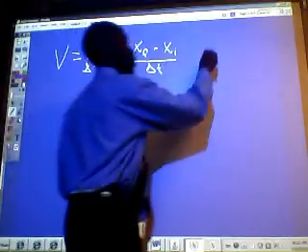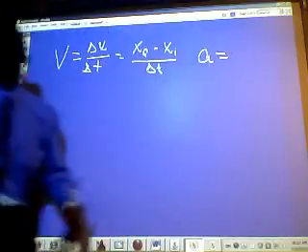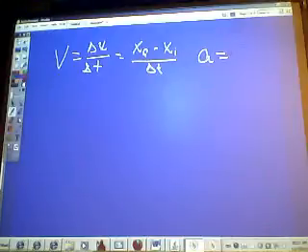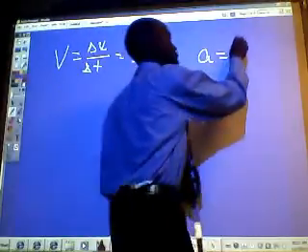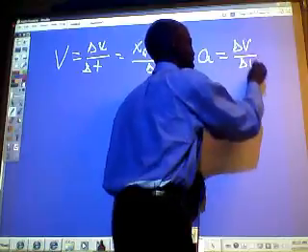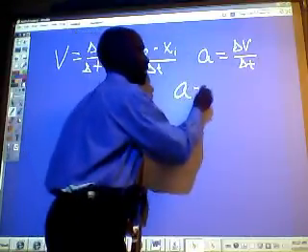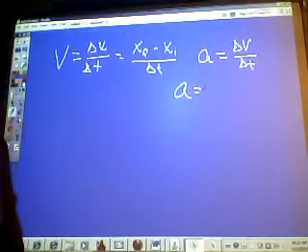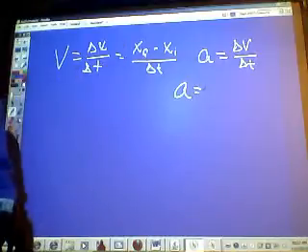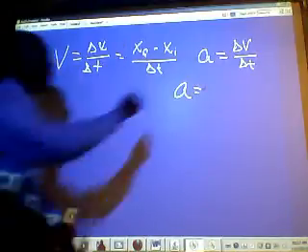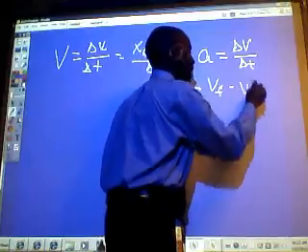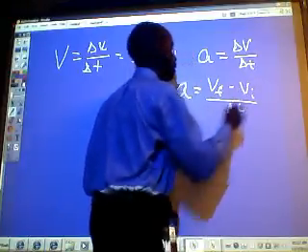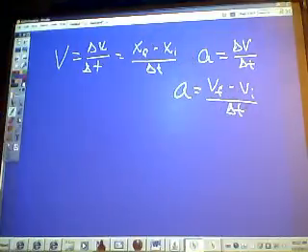Now, Mr. Evan, what about acceleration? Acceleration equals a change in velocity over some time interval. And so I can also write this as what, Mr. Evan? I can also write this as final velocity minus initial velocity over time, and solve for any one of these variables here.